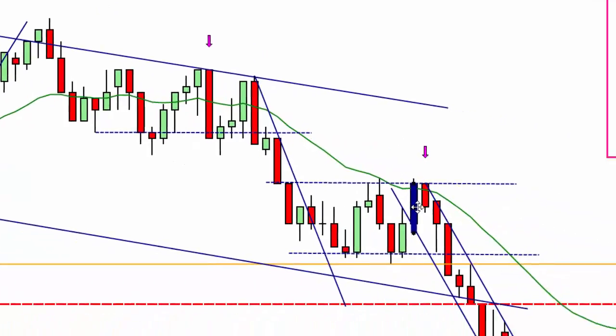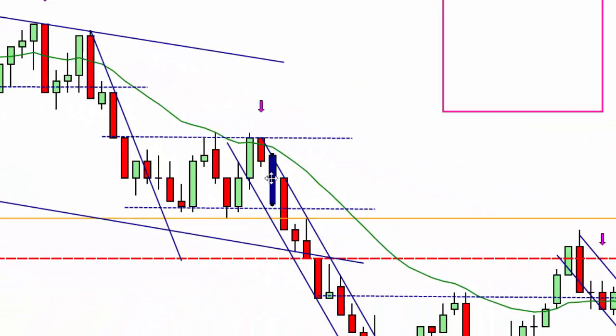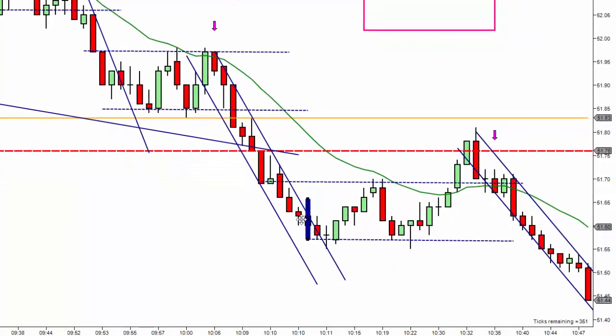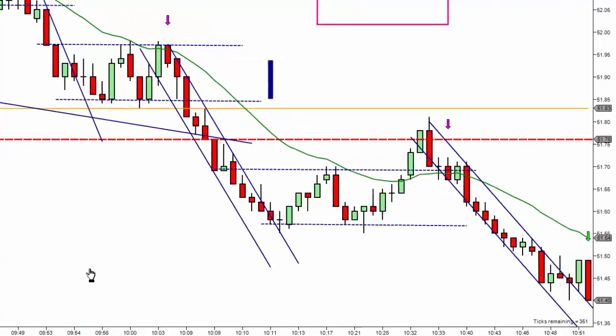Roughly 10 ticks from top to top. 10 ticks. Here's 10 ticks. These 2 together are 10 ticks. These 3 together are 10 ticks. 10, 10, 10. Okay? If they're not a doji, they're about 10 ticks, give or take. 15 ticks is too big.